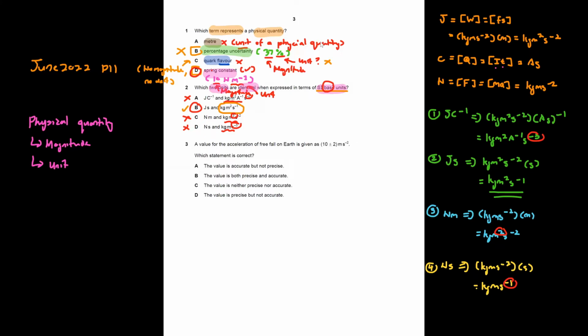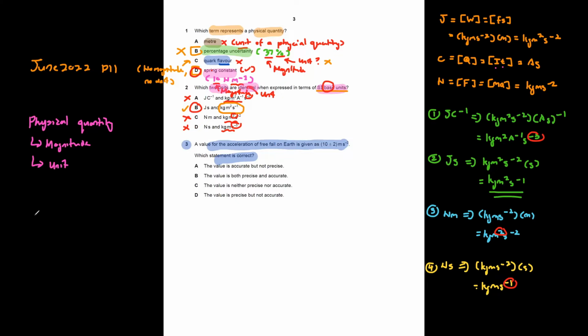All right. Now, if you move on to question number 3. A value for the acceleration of free fall on Earth is given as 10 plus minus 2 meters per second squared. Now, which statement is correct? Okay, now for your current case here, when you're talking about precision and accuracy, you see the answer choices here are referring to precision and accuracy.